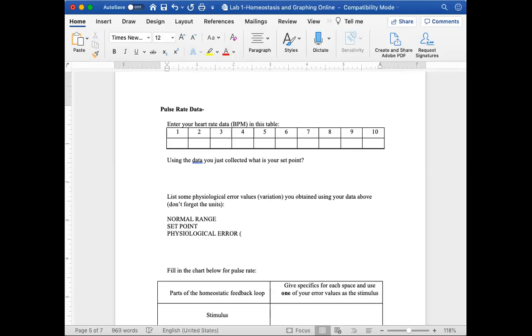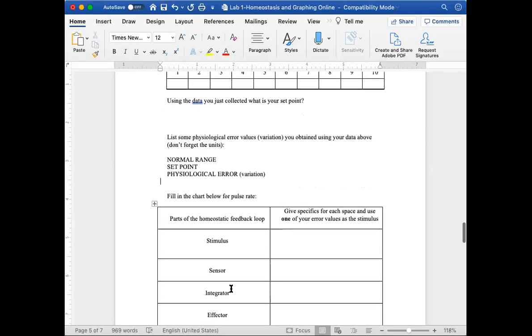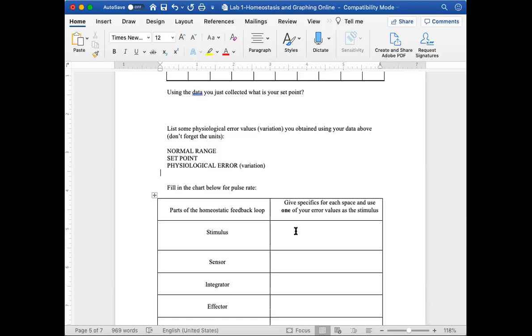And I'll repeat this again. It means variation, right? Does it mean that it's wrong? No, it's just physiological variation. It's any number that's not your set point with your data set. I'll say that time and time again, and students will still get it wrong. So pay attention, okay? All right, and then fill in the chart for the pulse rate.